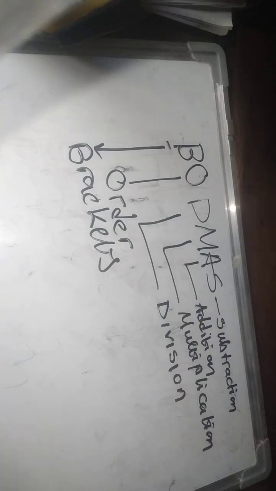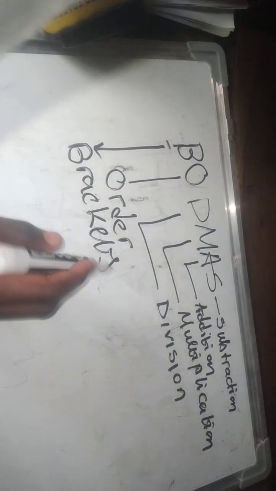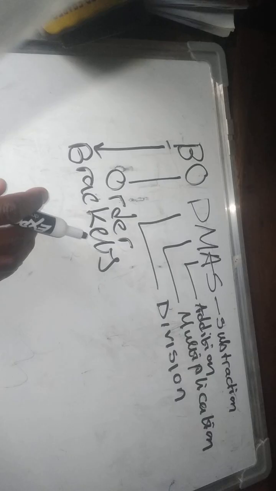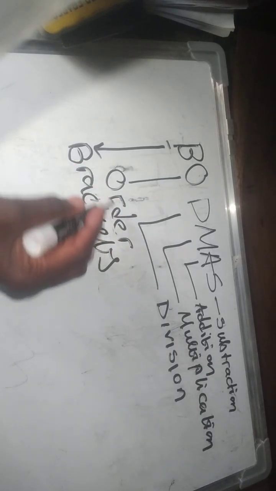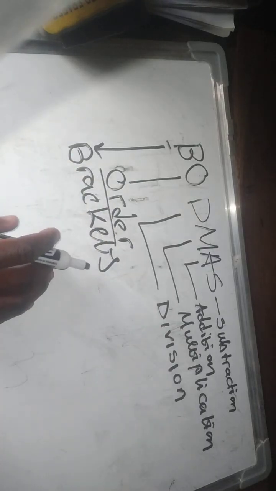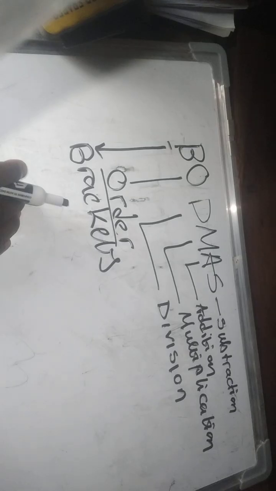Now, of course, we know what brackets are. I just want to make some clarity on this word, order. Order only operates well when it comes to these four operations in mathematics, which are division, multiplication, addition, and subtraction.